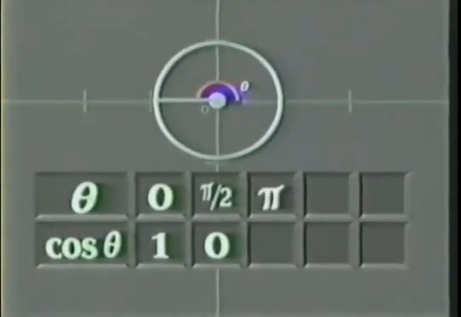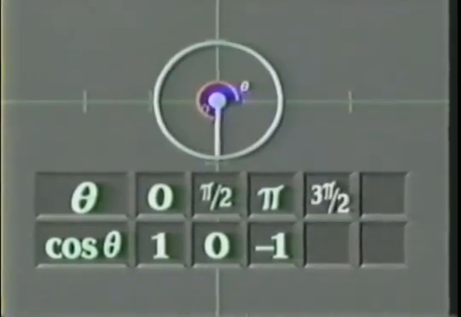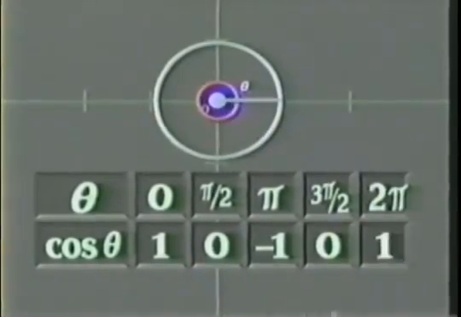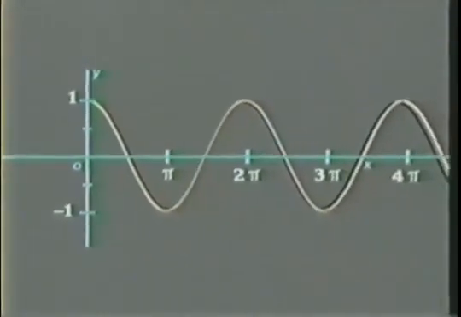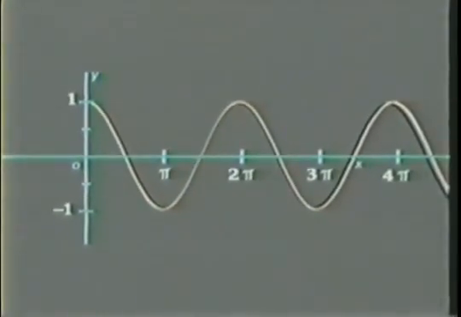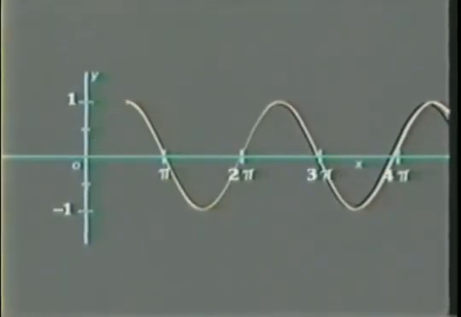When x equals pi, the cosine is minus 1. Cosine of 3 pi over 2 is 0, and cos 2 pi is 1. When we plot y equals cos x, it seems to resemble the sine curve. In fact, as we see more of the cosine curve, we find it's exactly the same as the sine curve, except that it's shifted on the x-axis.